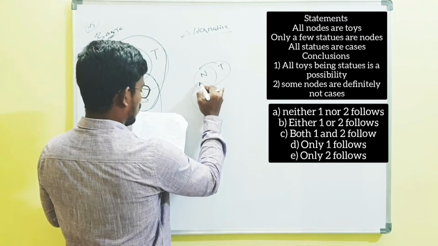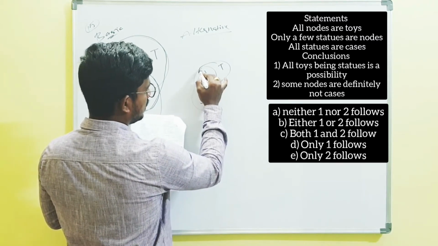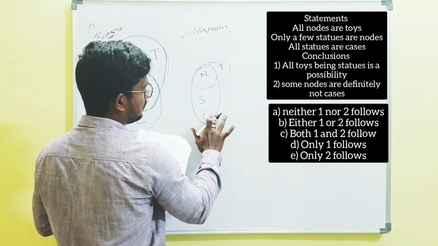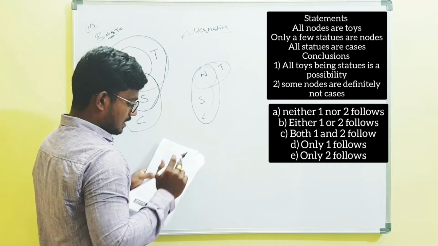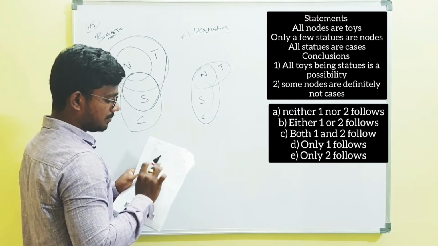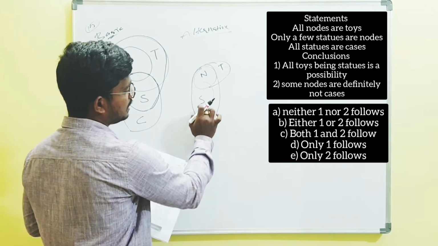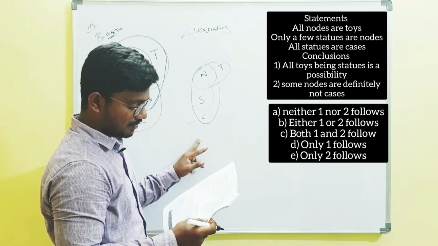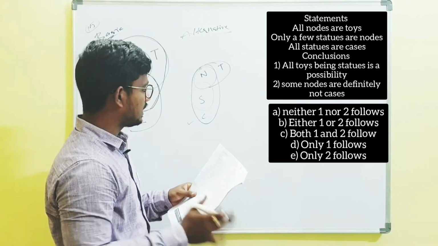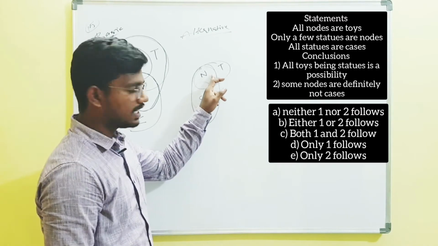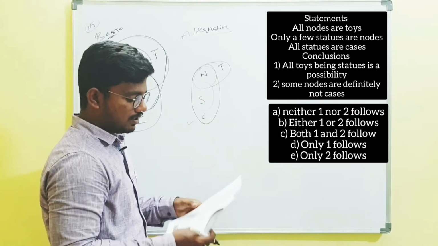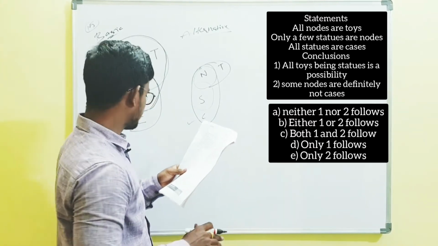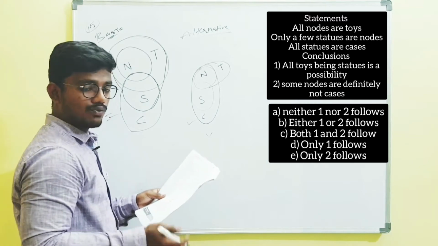See, all statues are cases. So even if I take this part as cases, indicating it as C, even in this case, my statement all statues are cases is verified. So I will take this as my diagram now. After drawing this diagram, if we take our conclusion, some notes are definitely not cases, see, in this part all notes have become cases, so it is verified. So our conclusion is wrong. Second conclusion is wrong. So only conclusion 1 follows.